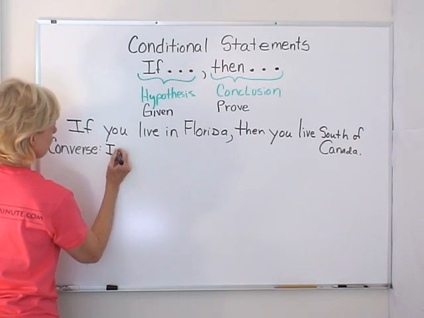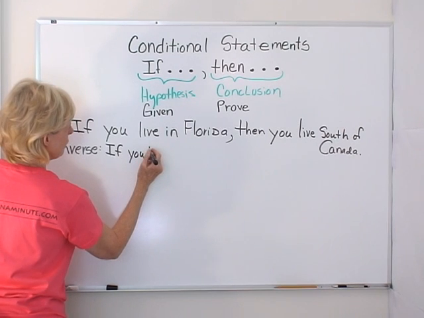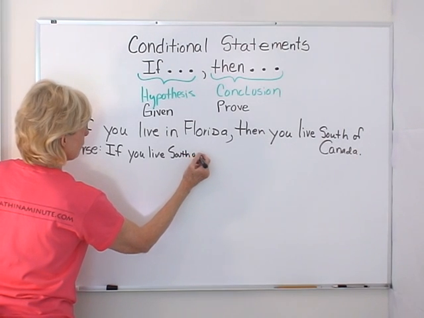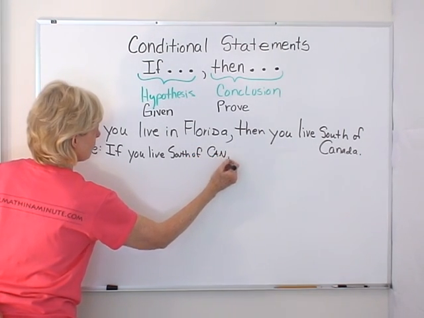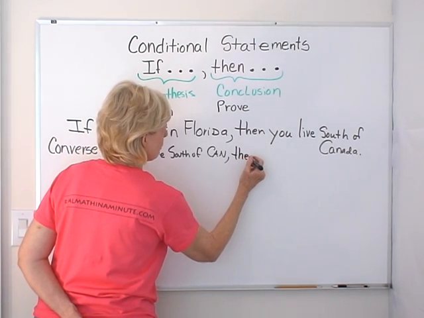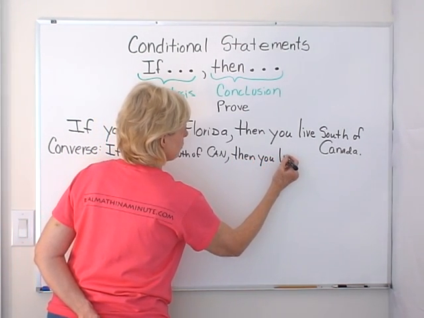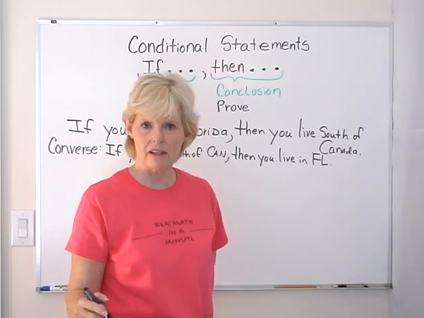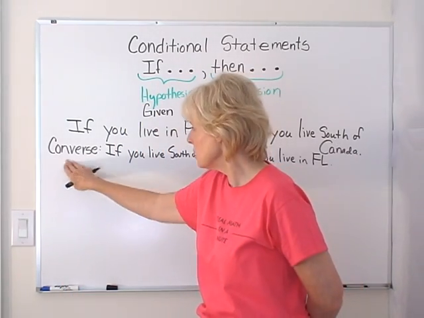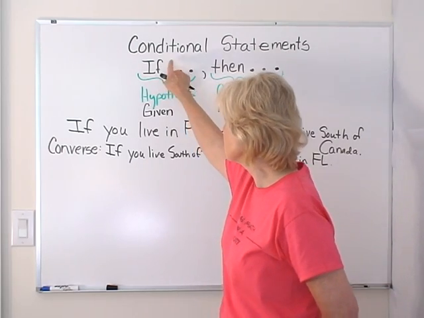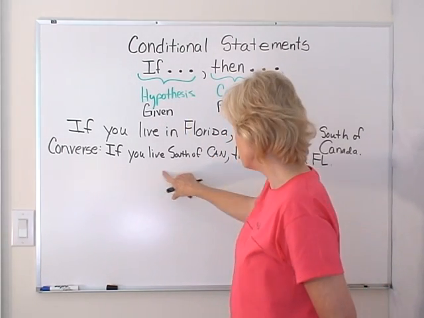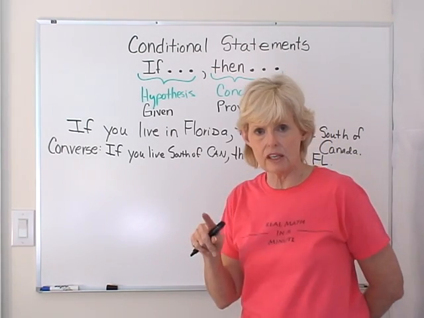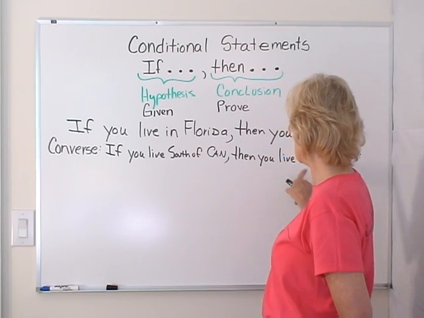Let's say if, and I'm going to abbreviate, you live south of Canada, then you live in Florida. Now, think about that just a minute. I definitely switched them, right? I have created the converse. That is the converse. It's still a conditional statement. It has an if, which is my hypothesis, and it has a then, which is my conclusion. And it says if you live south of Canada, okay, then you live in Florida.